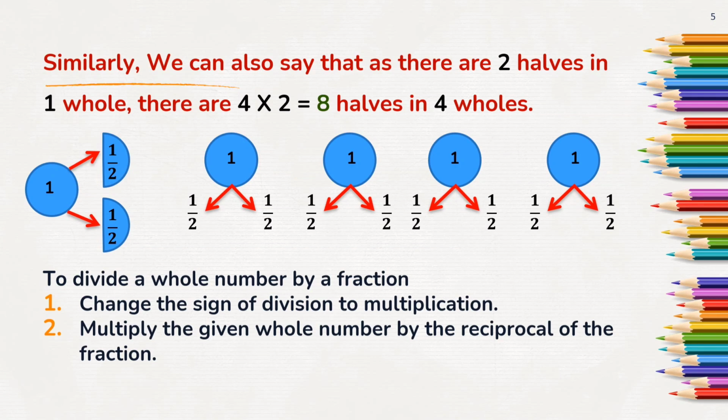These are the steps to follow to divide a whole number by a fraction. First step, change the sign of division to multiplication. Second step, multiply the given whole number by the reciprocal of the fraction. Now what is reciprocal? Yes, multiplicative inverse. How to find reciprocal of a given fraction? We have already learned in our previous video. If you have not watched it, do watch and understand. I will leave the link in the description box.